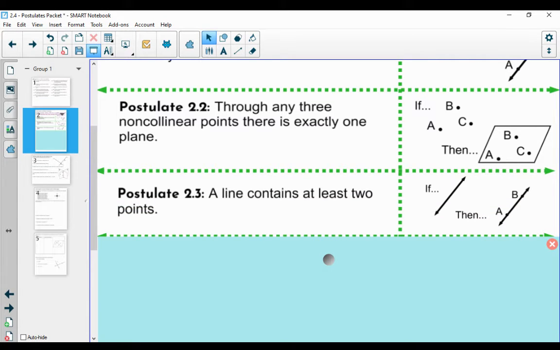Third postulate, a line contains at least 2 points. So if I have a line, then I'm able to add 2 points to it. You could add 3, 4, 5 points, but if you've got a line, there has to be at least 2 points there.